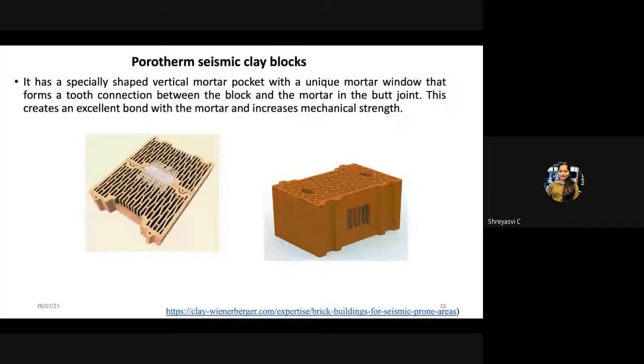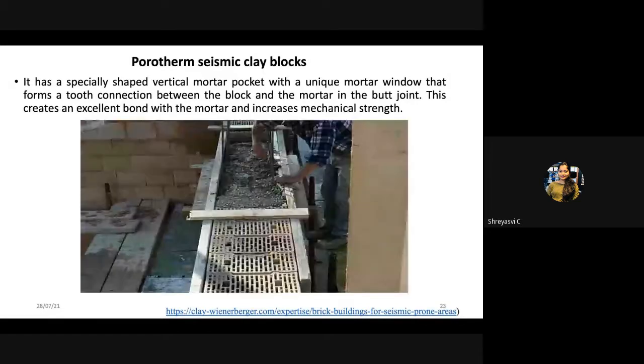Another interesting thing is that there is also the possibility to use vertical reinforcement like we saw in the previous slides. This is actually a patent which has been filed by Wienerberger. They have implemented this in real life, and there is also a structure which was constructed in Italy and that resisted the earthquake. I will show you in the next slide.